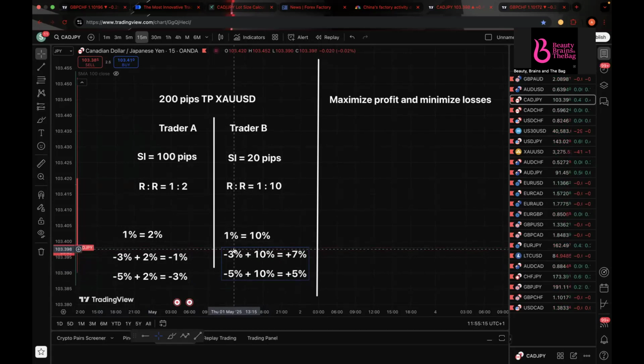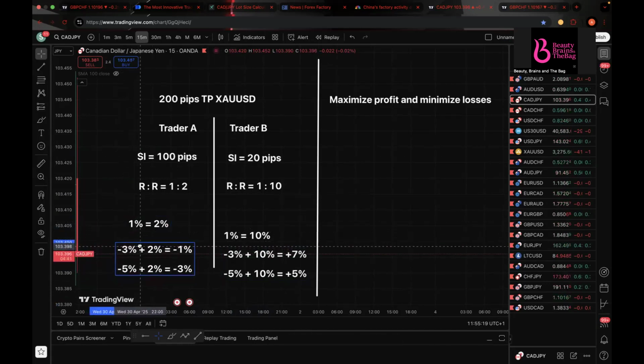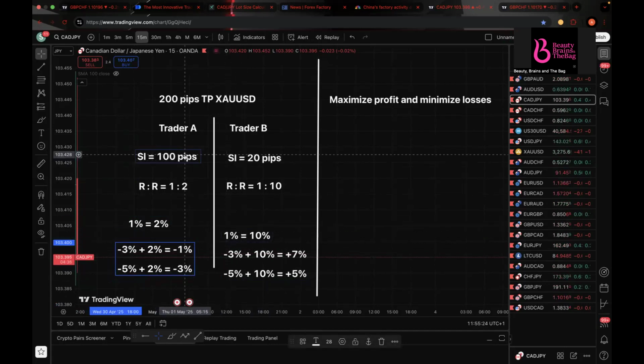3, 4. So in trading, it's much better to trade like which of these traders? Is it better to trade like trader A or trader B? Let me know in the chat box. From my explanation, which trader would you rather want to trade like? Are you sure it's trader B? Why not trader A?